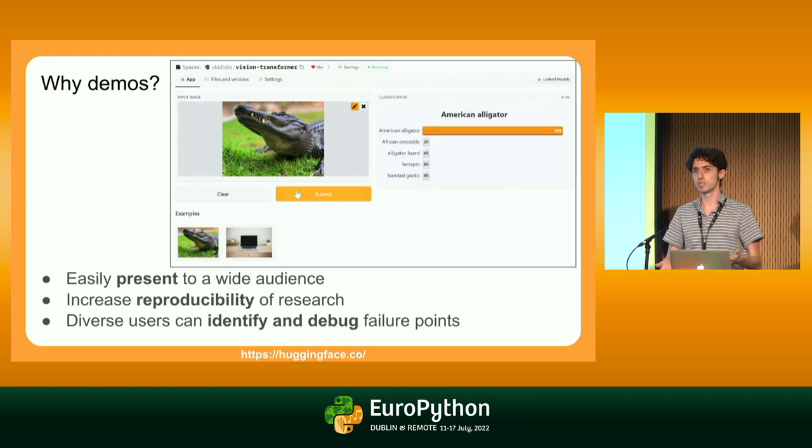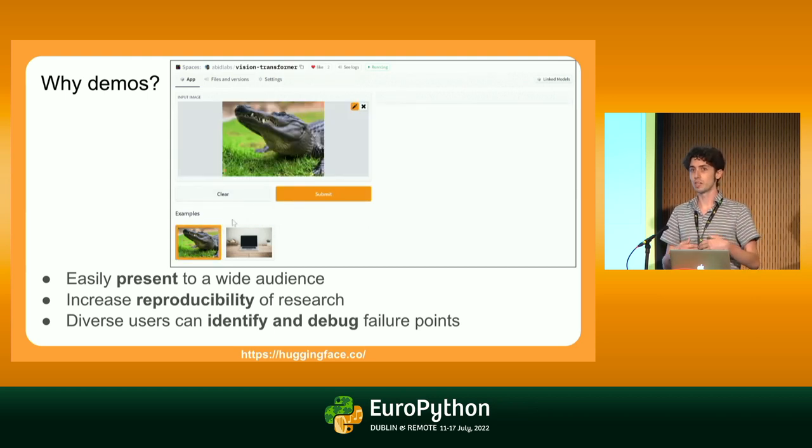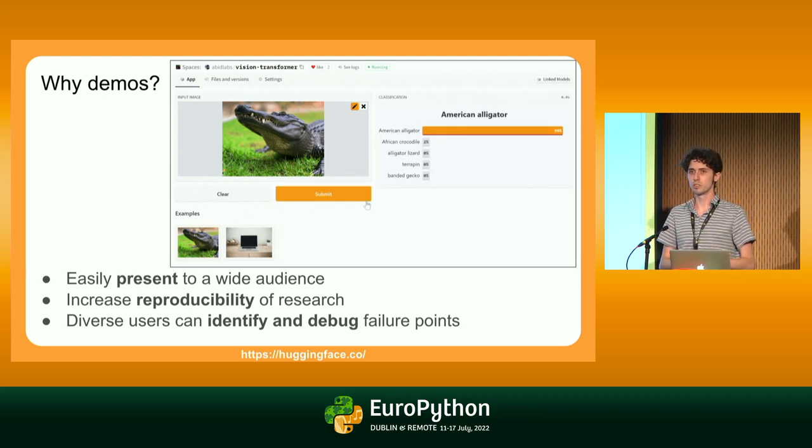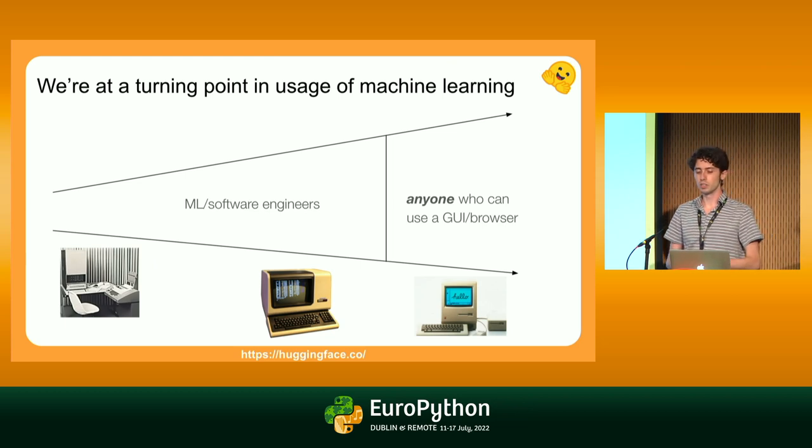Second, it allows reproducibility in research. What is reproducibility? It means that the results shared in your paper can be replicated or reproduced by others. Anyone can go there, test with their own image, and see that the model actually works, and it's not just some cherry-picked result by some researchers. And finally, it allows you to identify and debug different failure points. For example, maybe a certain model was not working for a certain type of handwriting, and that's a nice way to identify it. These things are only identifiable if you have a wider, diverse set of people trying out these models. So we're really at a turning point in the usage of machine learning.